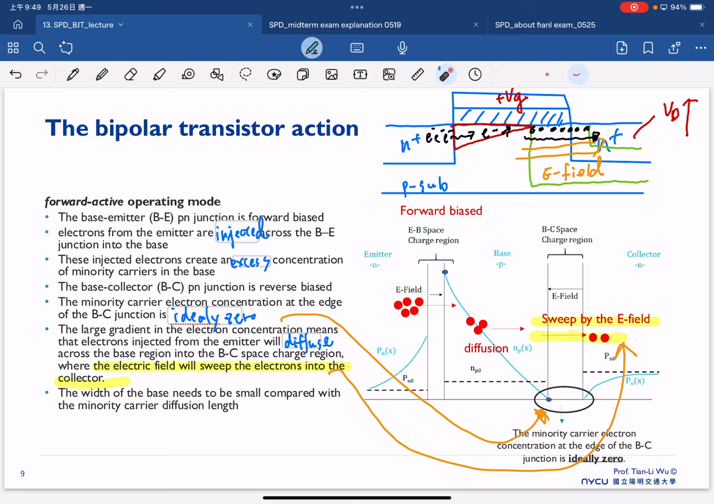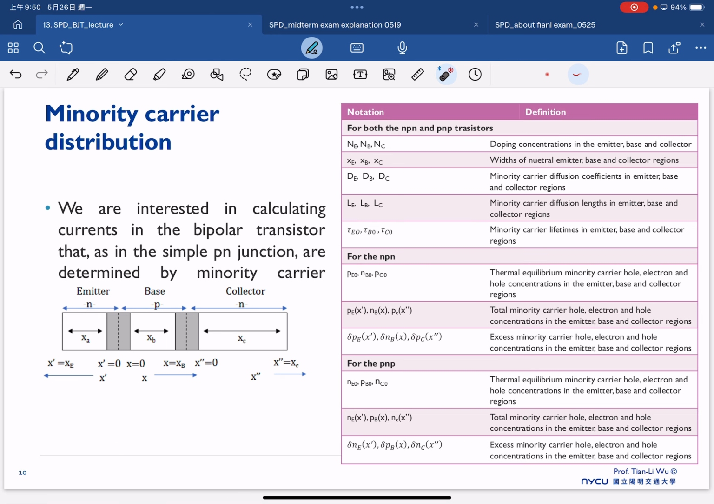Okay, so then we will start. We have finally figured out how the carrier, the electron, can transport in the BJT under forward and reverse bias between the different junctions. The next stage is that we still need to derive some equations. We want to use the equations to prove whether our understanding is correct or not. So we are interested in calculating currents in the bipolar transistor, which, as in a simple PN junction, are determined by the minority carrier. So we borrow the concept we have already talked about: once you consider the PN junction, everything is determined by the minority carrier. Therefore, if we want to determine the current in the BJT, we also start from the consideration of minority carriers.